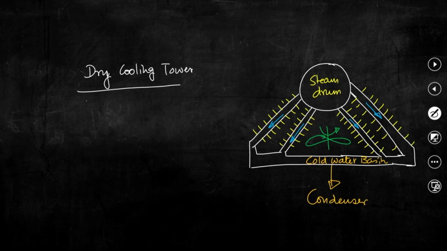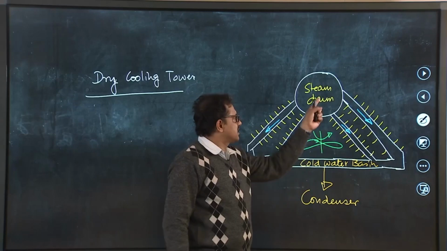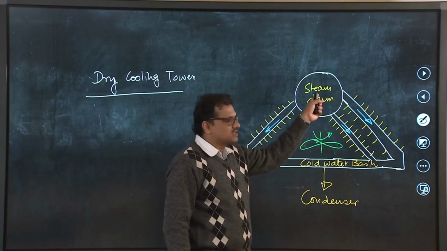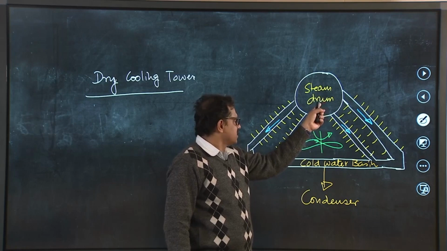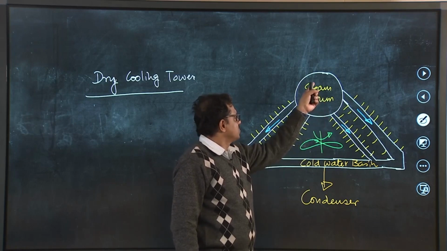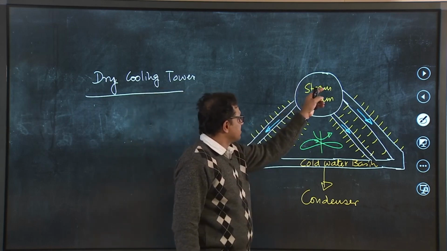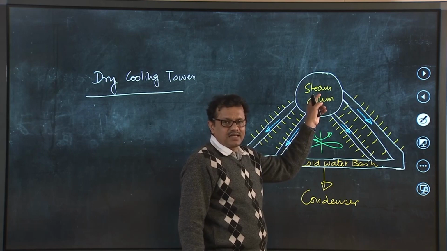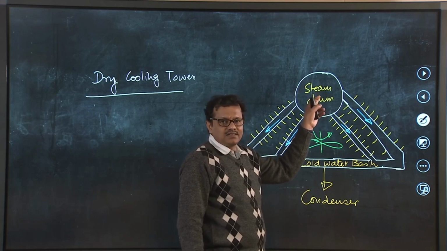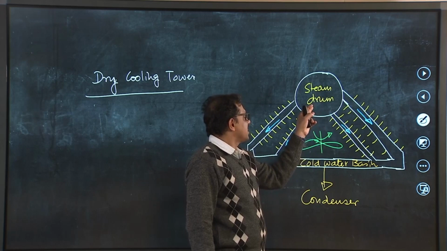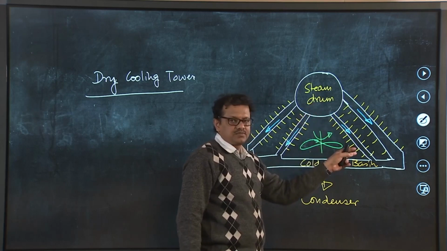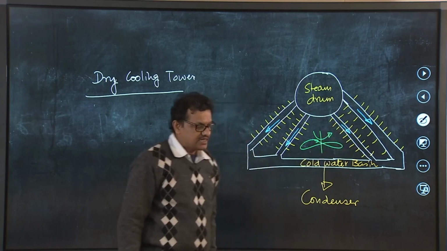So this is the schematic depiction of a dry type cooling tower. What you can understand is that steam is collected in the steam drum. At the exit of the turbine, the steam drum is there, steam is collected, and that is the condenser that we have discussed. Now, that steam is allowed to flow through a number of tubes, to be precise fin tubes that we can see.